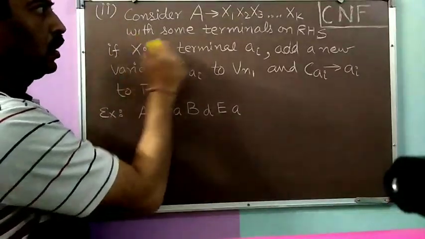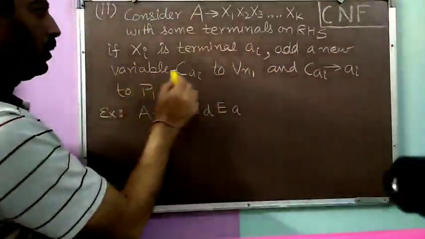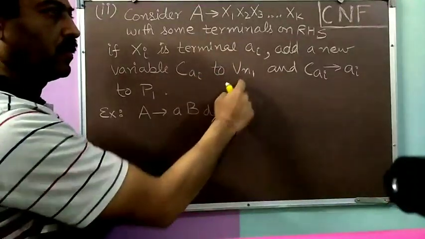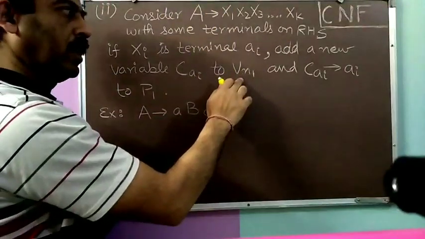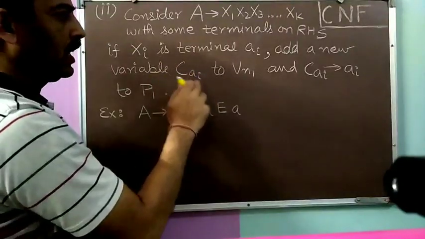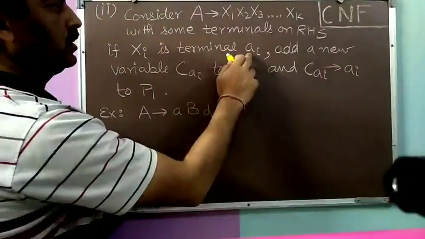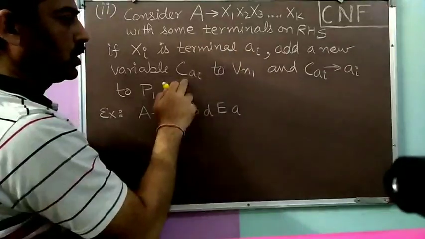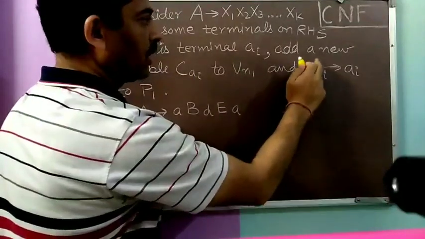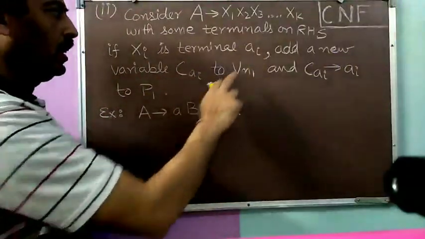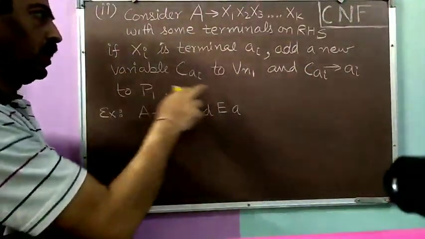If some particular Xi is a terminal, suppose ai, then what we'll do for it? We'll add a new variable, suppose Cai, to the Vn1. Vn1 is our new set of variables, in which the original set of variables is already included. So some new variable Cai will be included in it, and then we will also include a production of the form Cai → ai. Because for Xi, which was basically ai, we have introduced a variable Cai, at the place of ai we will be writing C of ai. Then we write the production C of ai → ai so that we may convert Cai to ai wherever it is required. So it will be included in P1.